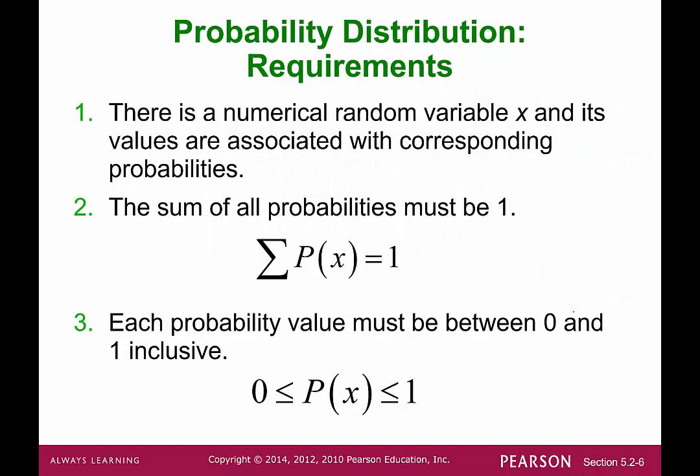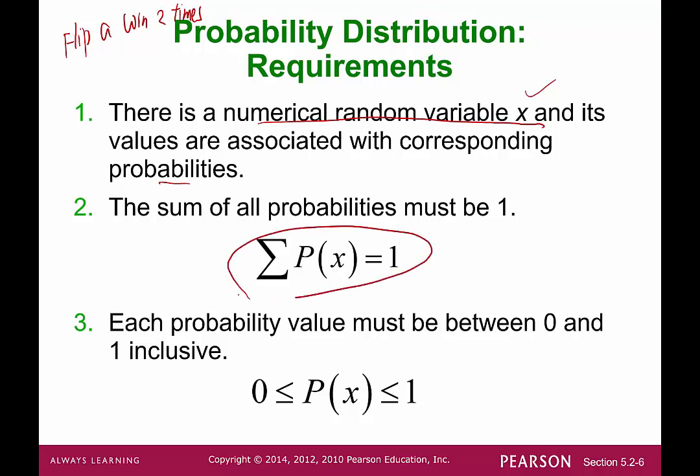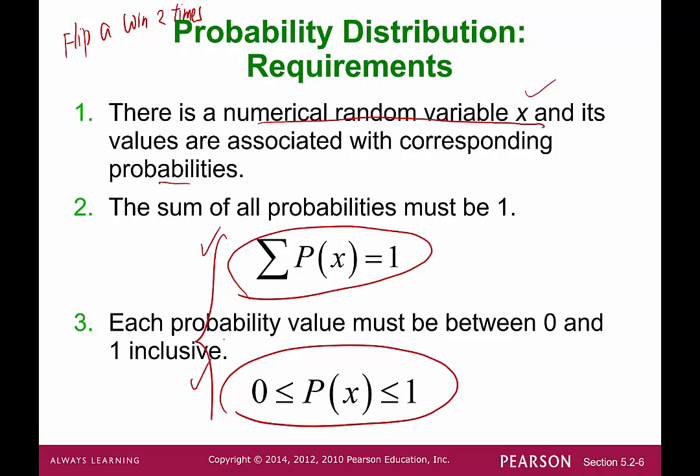Now, for a random variable to follow a probability distribution, you need to satisfy two requirements. So we have a numerical random variable x, and its values are associated with corresponding probabilities, just like that example of flipping a coin twice. The sum of all probabilities must be 1. Each probability value must be between 0 and 1 inclusively. So those two are the requirements. A random variable following those two requirements is what we call a probability distribution.